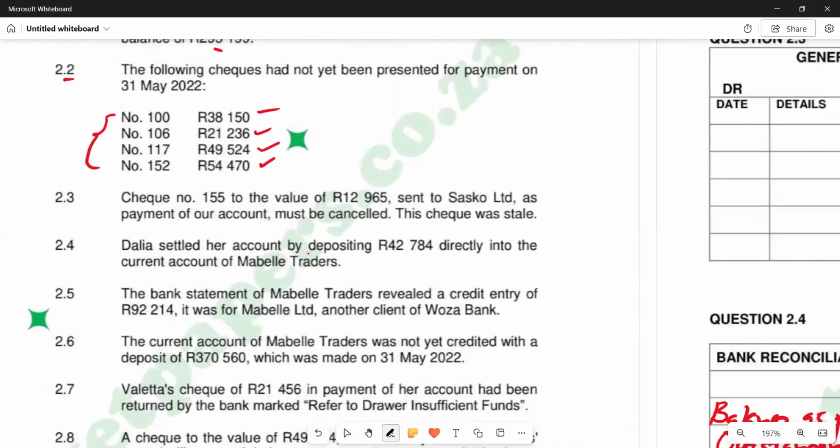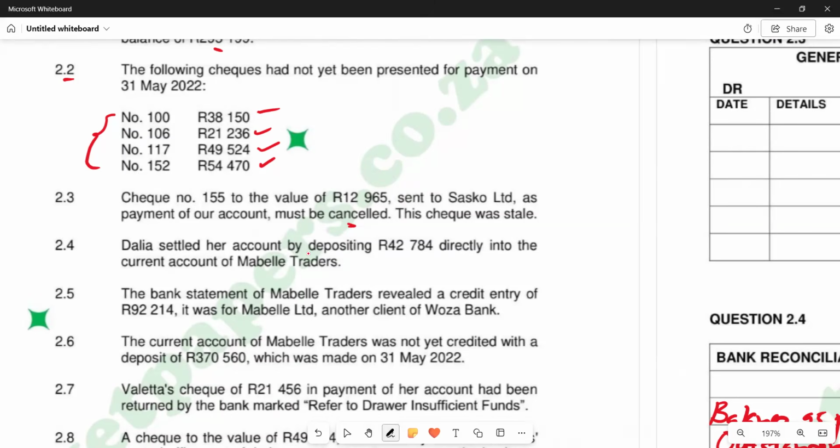2.3, check number 155 to the value of 12,965 sent to Sasco Limited as payment of our account must be cancelled. This check was stale. So you see, this check should be cancelled. It has highlighted that it should be cancelled. Whenever a check is stale, we know that it's not going to reach the bank. We don't update it in the bank reconciliation statement. We just leave it. It has to be corrected in the journals. So you see that this error is going to affect our journals. We are going to make a reverse entry there so that we remove it since it has been cancelled. But in our bank reconciliation, it's not going to reach the bank, so we are not going to adjust it.